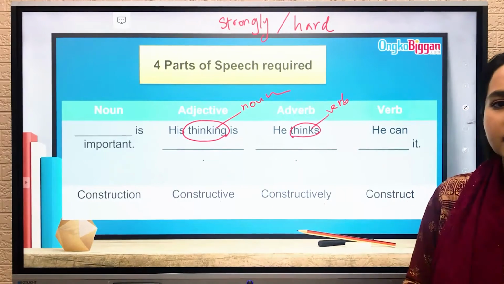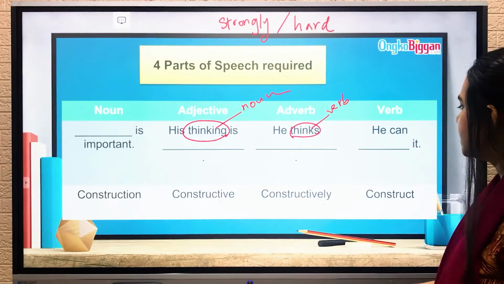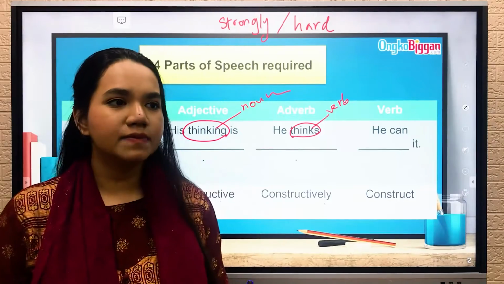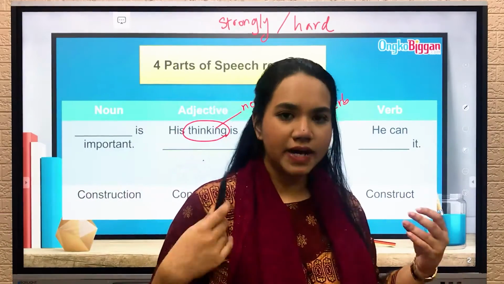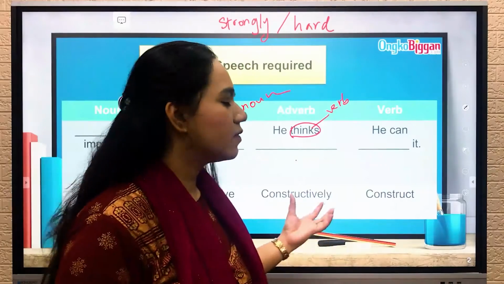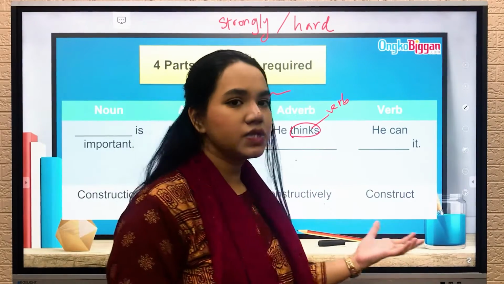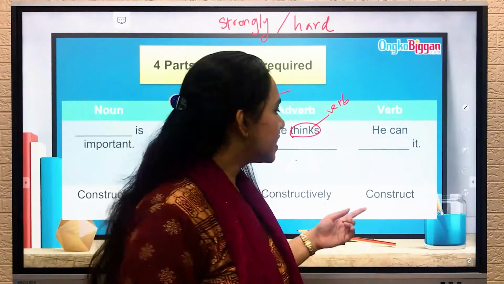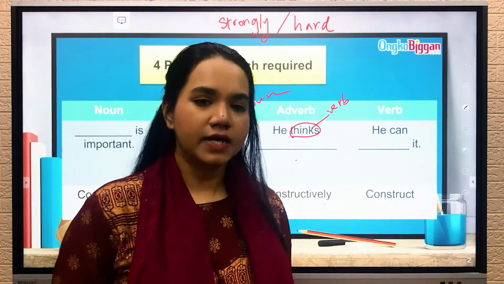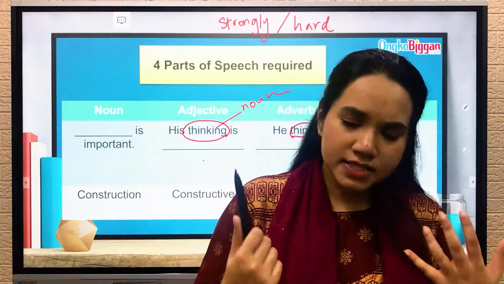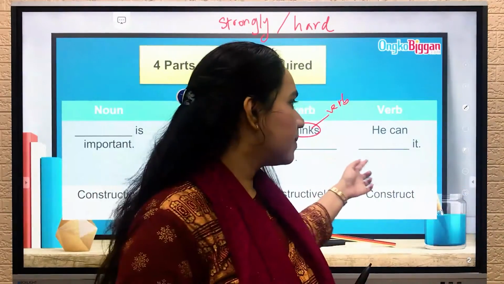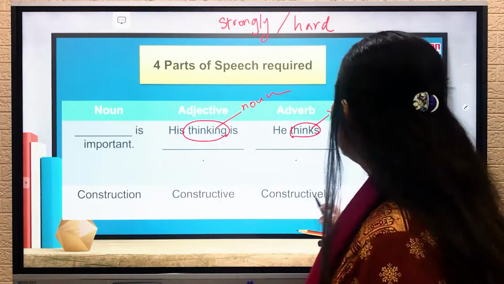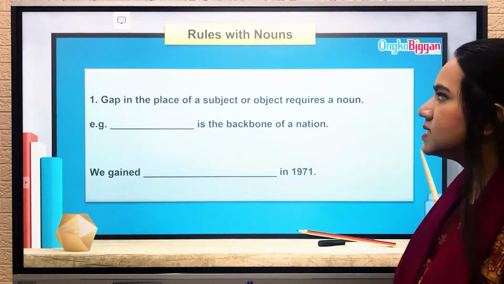So the word construct has now been converted to constructively. And finally, if there is any particular word that describes the activity of my job, in that case, I will of course use a verb. So he can dash it. Means what? Means that what can he do? What is his activity? In this case, he can construct it. So if in brackets there is the word construct, then in the same way, in the blank, I will put the word as it is, because in this case it requires a verb. Okay, so I hope this is clear.